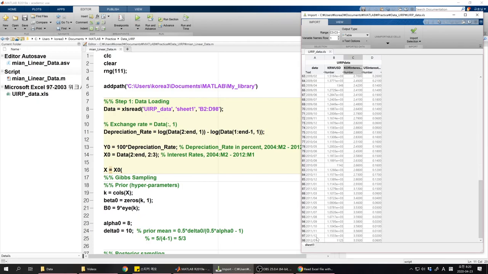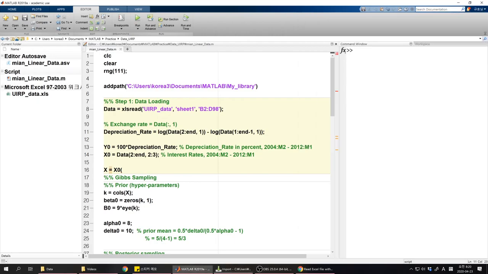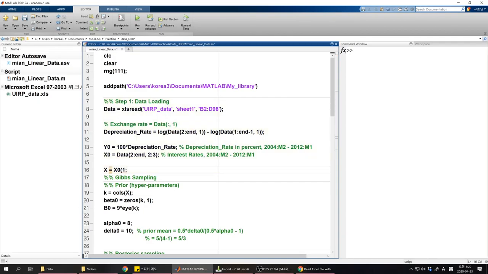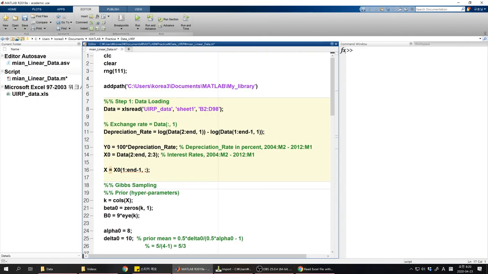Here, 2011, December. Why? Because the dependent variable should range to, it doesn't matter though, it will range to January 2012, right? So then it should start 1 colon and minus 1 and colon as always. What about y?